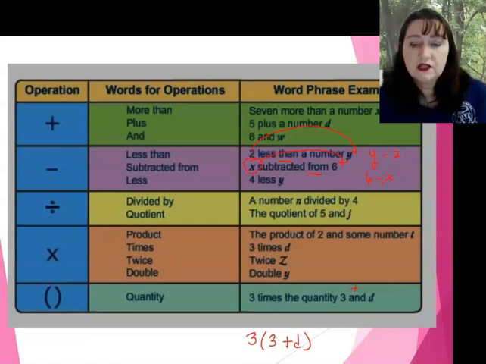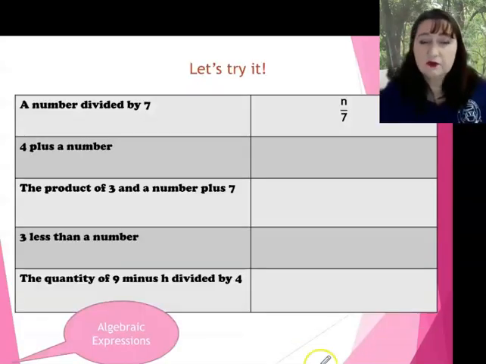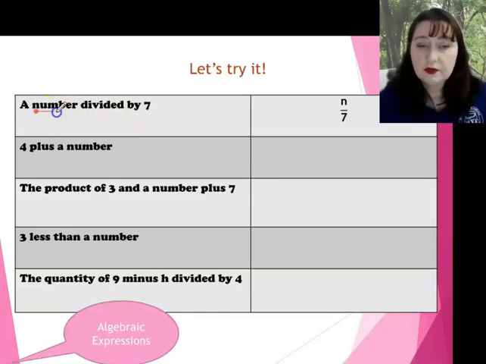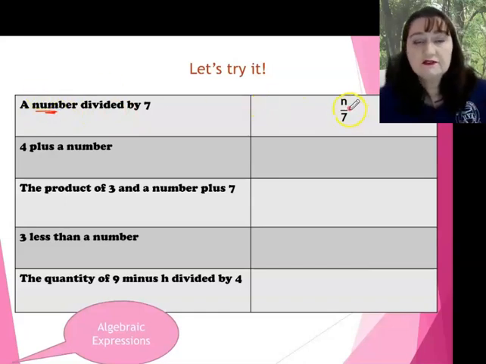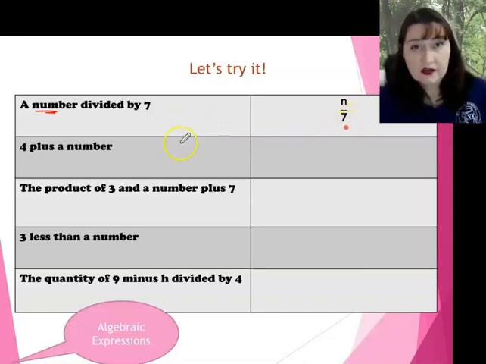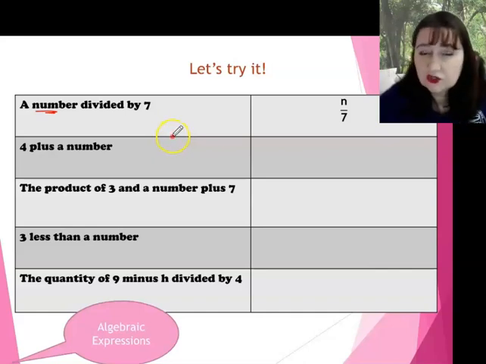Alrighty, so let's take a look at some other stuff. Why don't you try it? I want you to pause the video and see if you can look at the words and get it. So we have a number divided by 7. You notice a number is in my numerator, and divided by is 7, so it would be in my denominator. So it's n divided by 7. You can put any letter you want to, so play around with it. Pause the video, see if you can answer these.